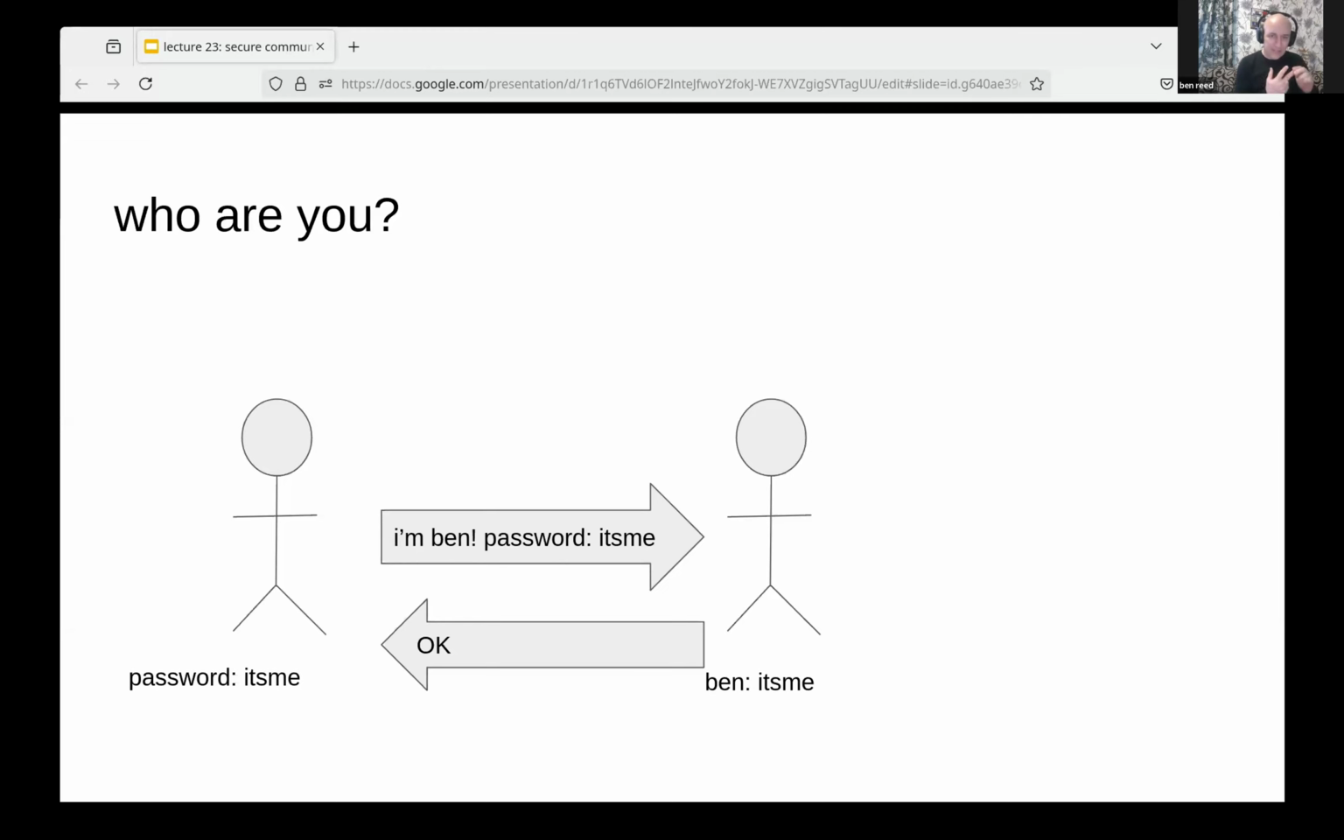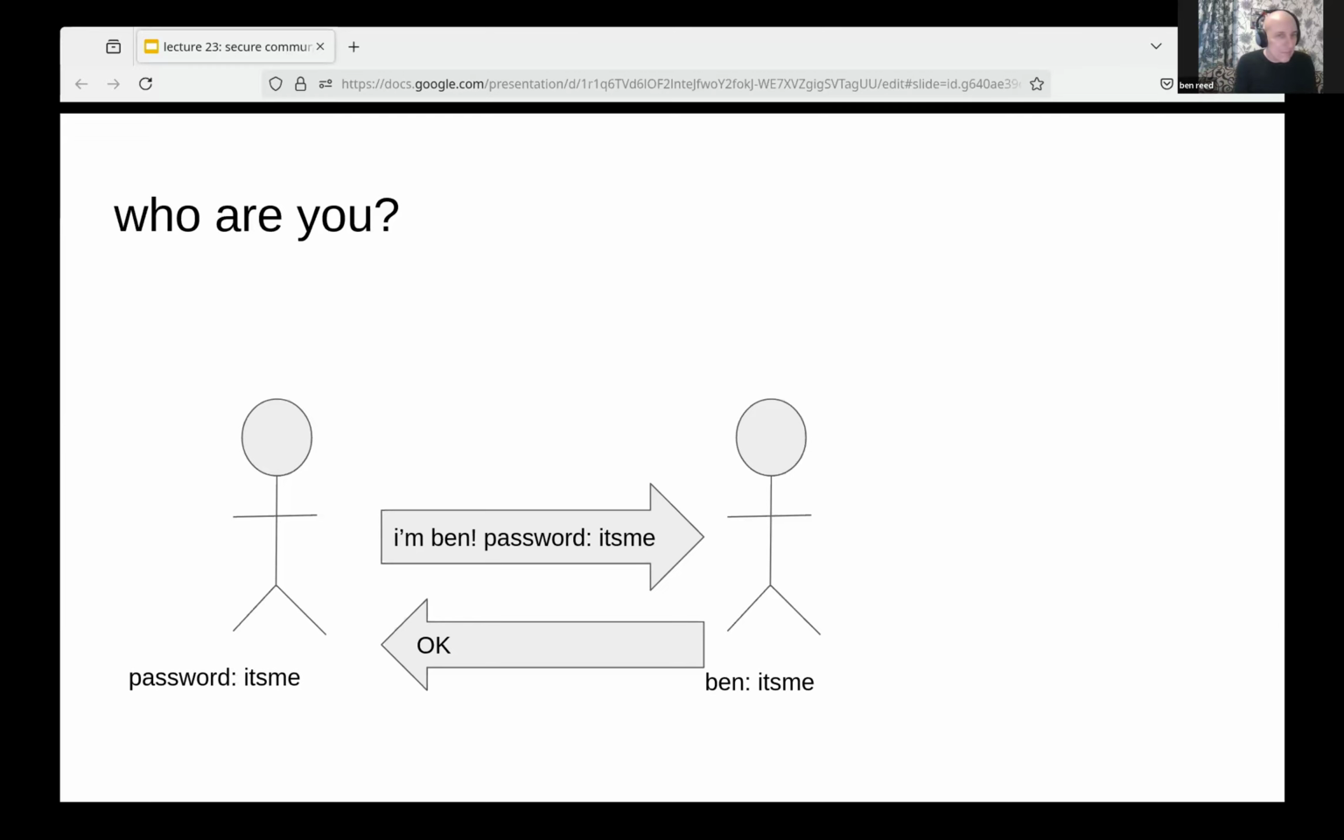One is the key distribution problem. How did that person get my password? Like, how did we get it there? And then there's also the impersonation problem. That person now knows my password, right? So potentially, if I use that password with other people, that person could identify as me.